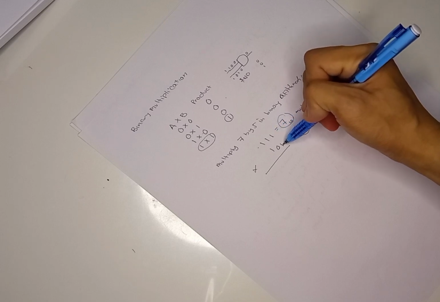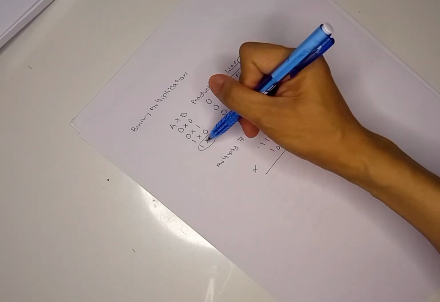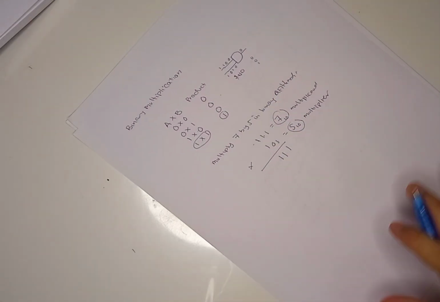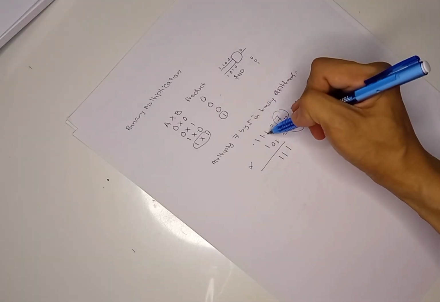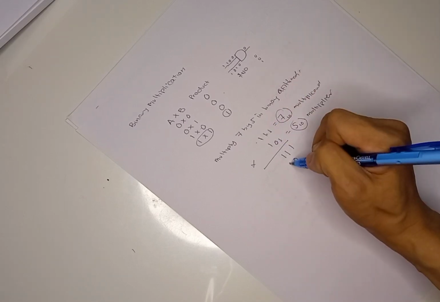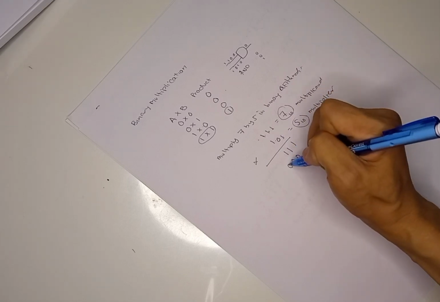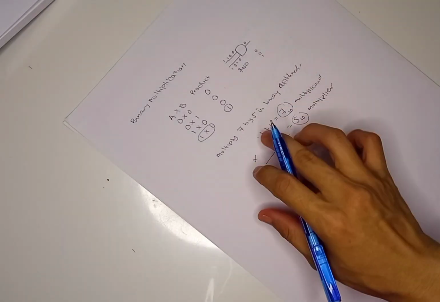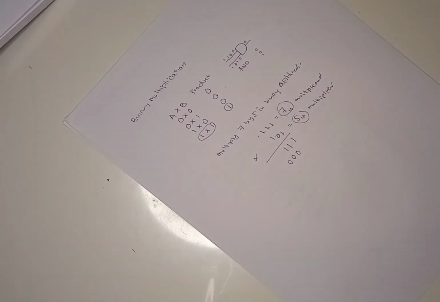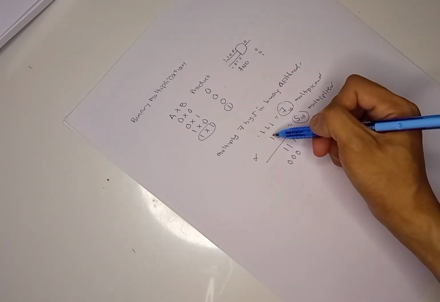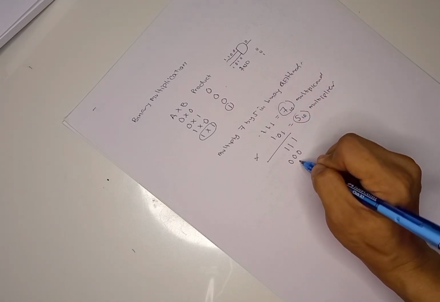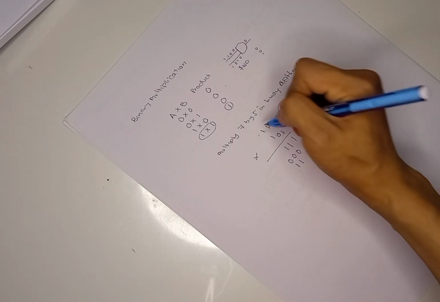1 multiplied by 1, you have 1. 1 multiplied by 1, you have 1. And 1 multiplied by 1, you have 1. Now we go to the next. 1 multiplied by 0, you get 0. 1 multiplied by 0, you get 0. 1 multiplied by 0, you get 0. Actually, any number multiplied with 0, you get 0, right? And then we go to the last multiplication. 1 times 1, we get 1. 1 multiplied by 1, 1. 1 multiplied by 1, 1.